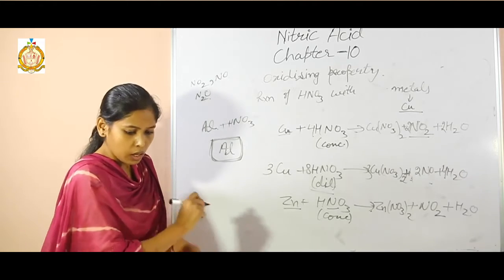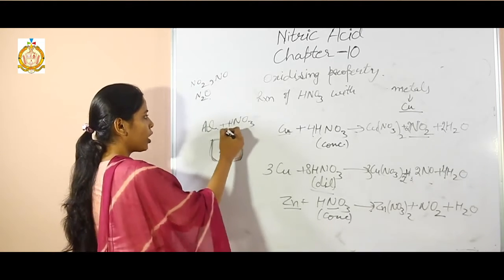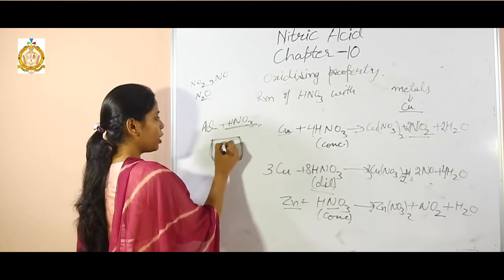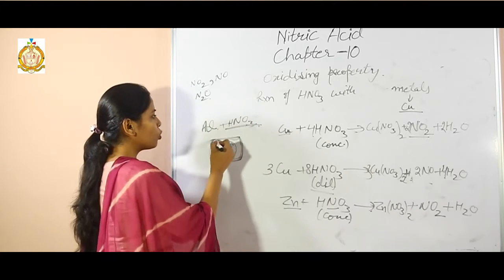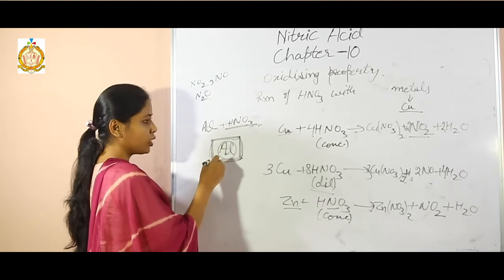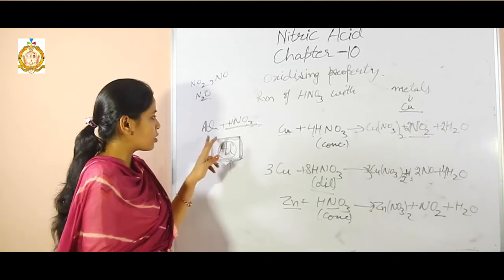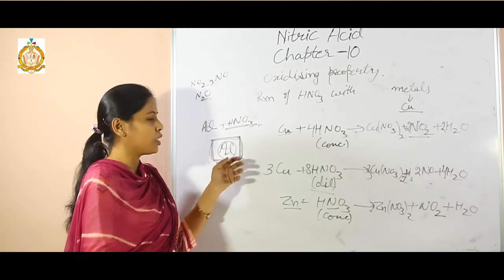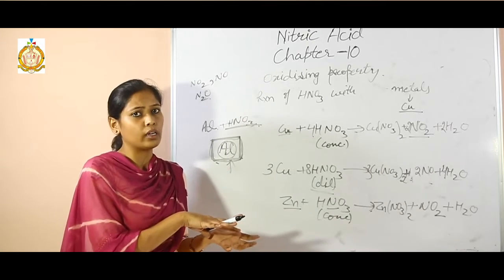It will form a layer around it, and that will not allow nitric acid to react further with the aluminium. That is called passive nature. And how we can remove this layer from the surface of aluminium? We can remove this layer by using sandpaper. By rubbing the surface we can remove it, then again aluminium can react. But when aluminium reacts again, it will again form a layer like this.